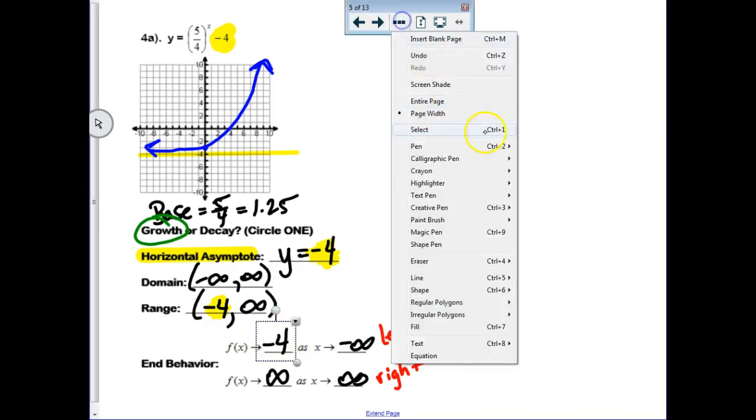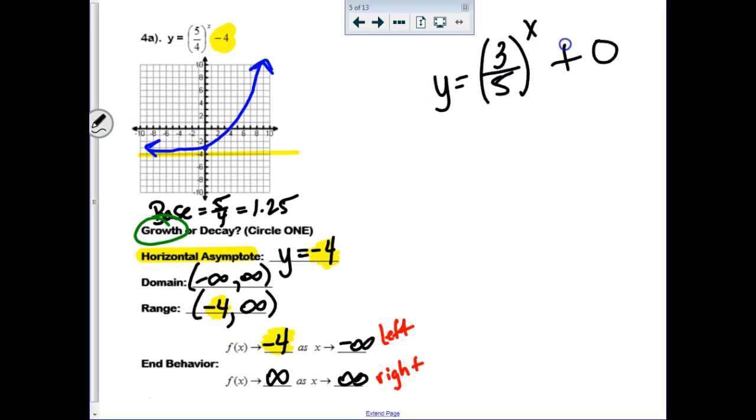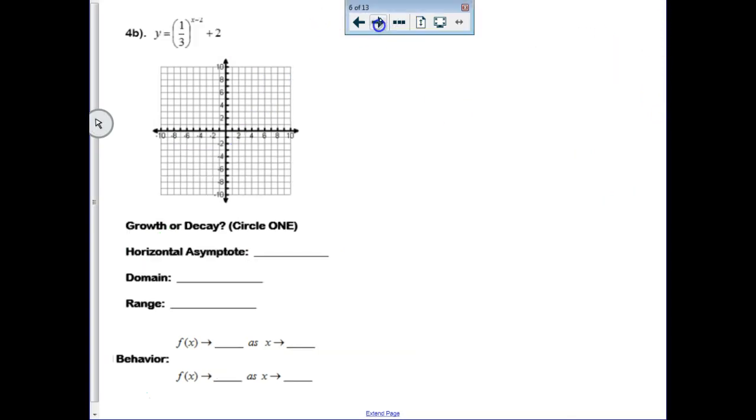If you feel like you're stuck on this question and you're not sure if everything's quite right, whenever you highlight this -4 or whatever that number is, it should show up in a whole bunch of places. Now sometimes that number is a 0, so keep that in mind. If there's nothing off to the side, like if it's 3/5 to the x power and that's it, then the number you're highlighting in that case is a 0, so the asymptote is going to be at y equals 0. I'm not saying it's going to show up like that, but sometimes it does.